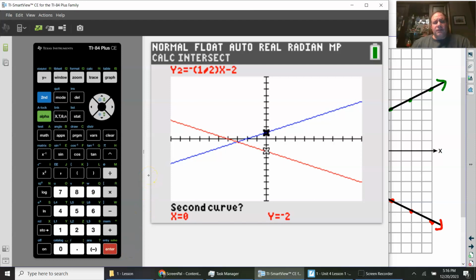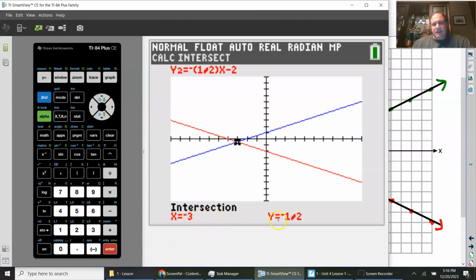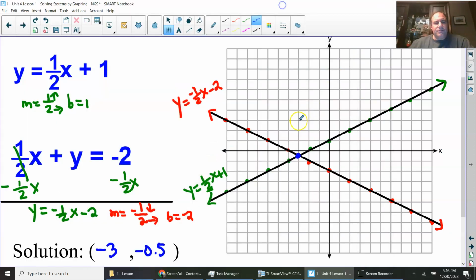Then the second curve, after you press enter, it jumps to the second line. So I'm going to press enter again. And then it says guess. And I'm going to press enter again. And it's negative 3, negative a half. So just take a look, negative 3, negative a half. So that's basically it.